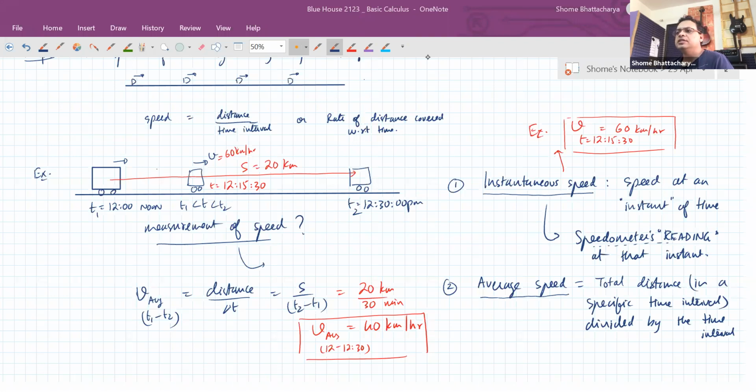Okay. So what is the difference between average speed and instantaneous speed? Yes, it's correct to say that it is the speed at a particular moment or a particular instant. But how does the speedometer actually end up measuring that, what is the speed at that moment? And what is meant by that?